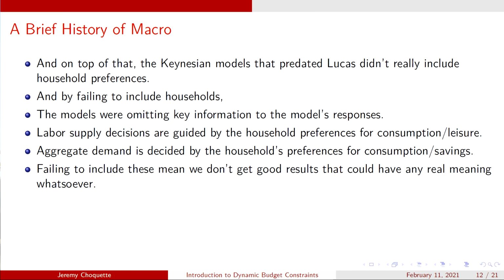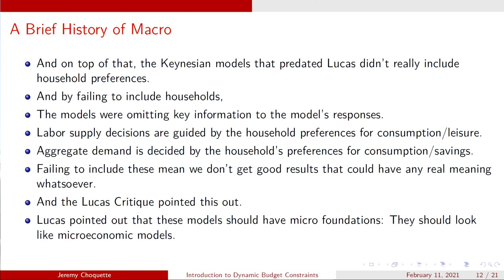And the Lucas critique pointed that out. The Lucas critique said basically these models needed to have structure. They weren't, quote, deep. If we include things like households' preferences, then that's going to help deal with this major issue that we have. How do we do that? Well, we basically treat these models just like we treat microeconomic models, right? Lucas argued that these models need to be micro-founded or, quote, have micro-foundations. Ultimately, these models look just like microeconomic models.